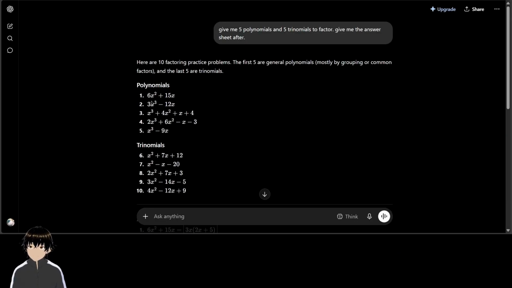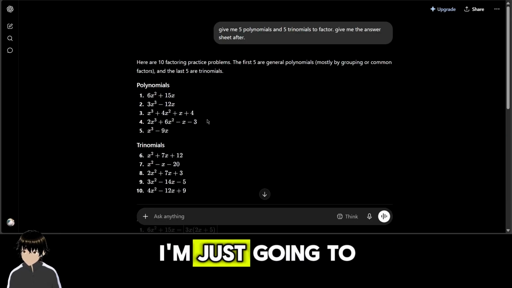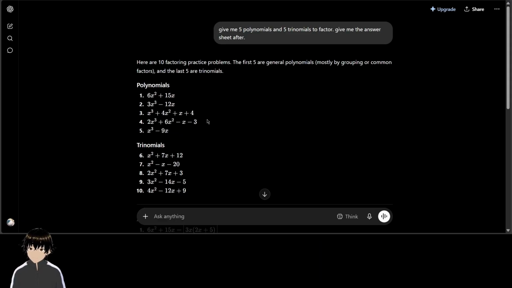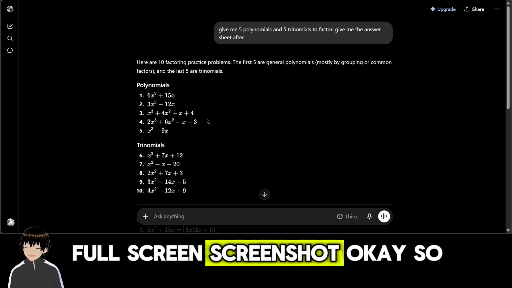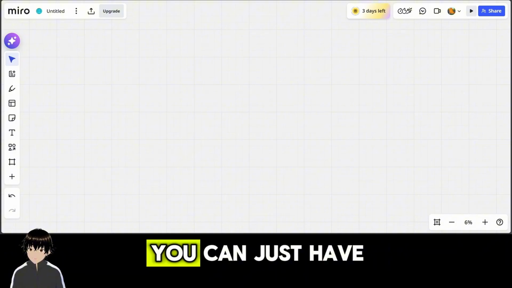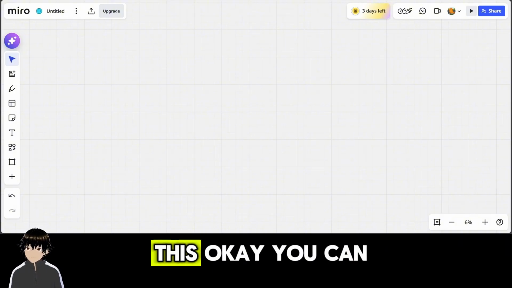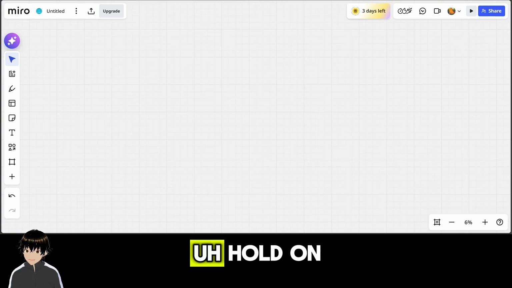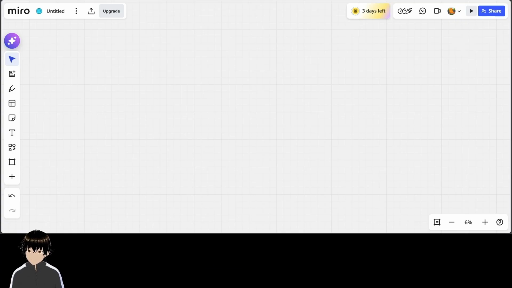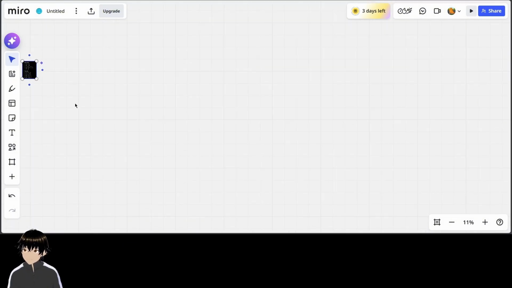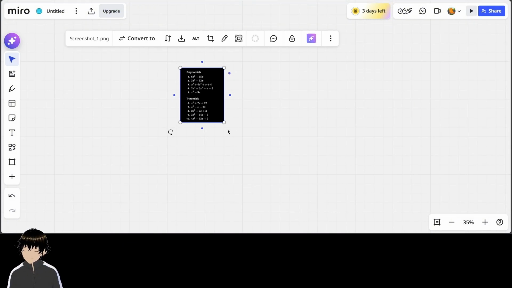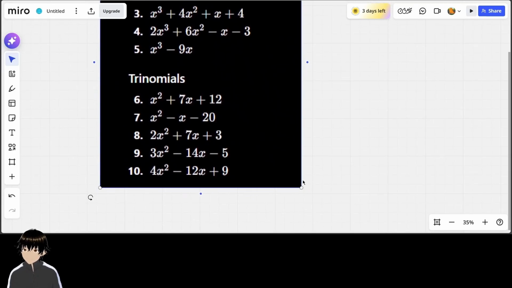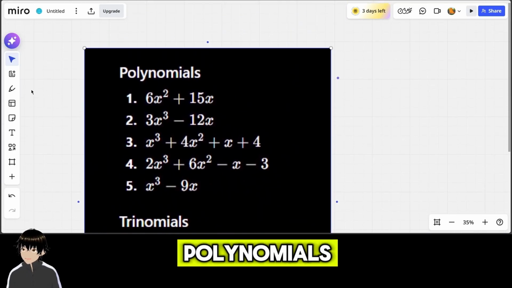So you can see right here are the problems. I'm just going to copy and paste them through screenshot. Okay, so you can just have this. All right, so you have this. Polynomials.